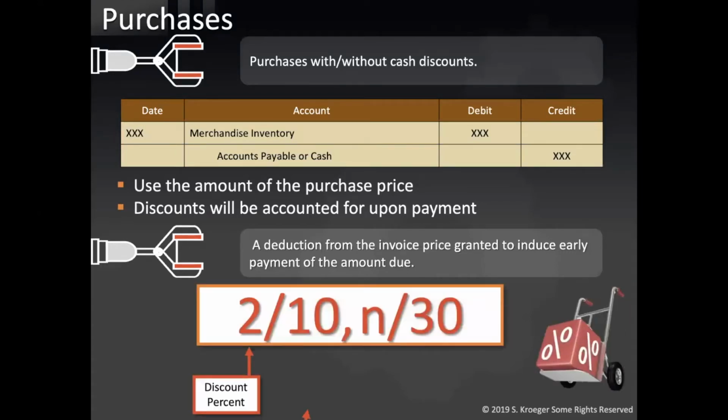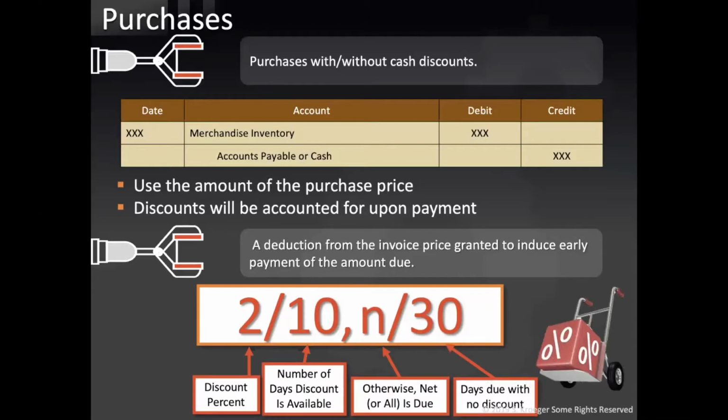This example shows discount terms of 2, 10, and 30. The very first number is always the amount of the discount. In this example, it would be a 2% discount. However, it can be another number such as 5% or 10%. The second number is the amount of days the discount is available for. In this example, it is 10 days. This means that if I make my payment within 10 days, I will receive the 2% discount.